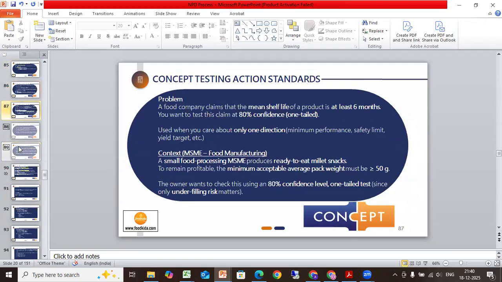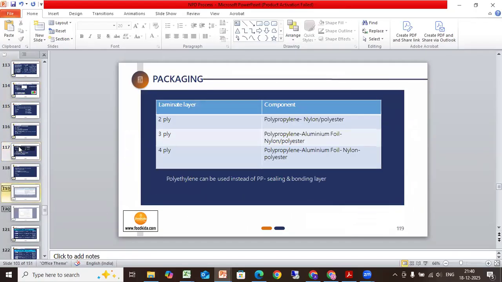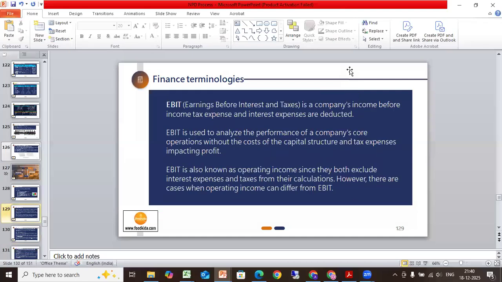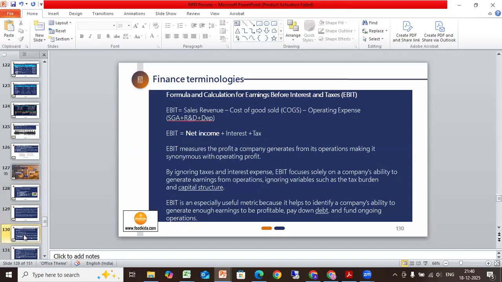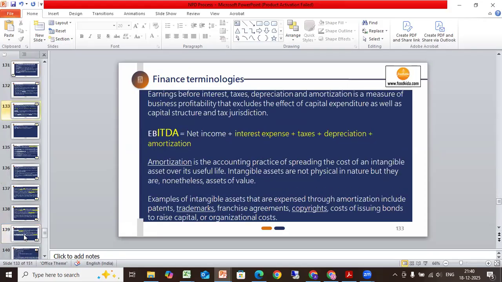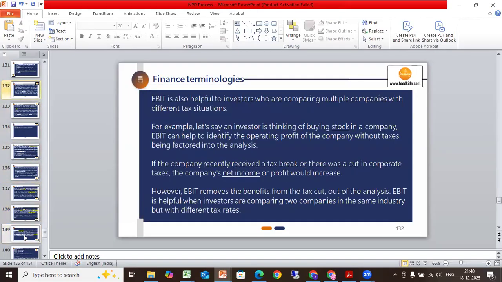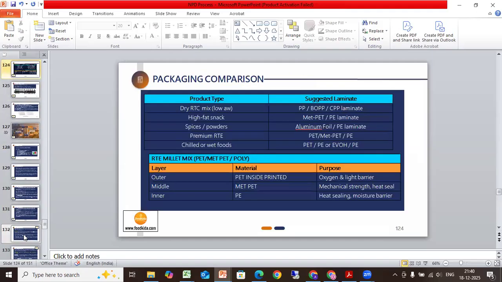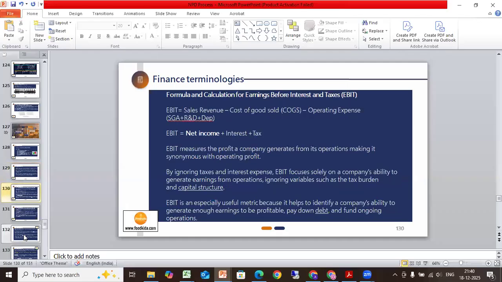This is what we are going to cover tomorrow, if it's visible for you. We're going to cover EBIT, EBITDA. We're going to discuss the capital asset pricing model. Sir, EBITDA, what I understand, is more related to the business, but I was more interested in the formulation and the manufacturing part.